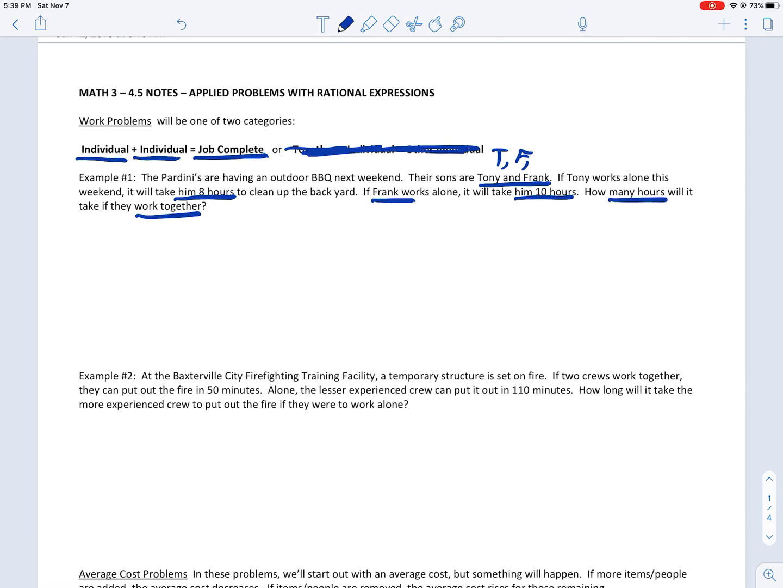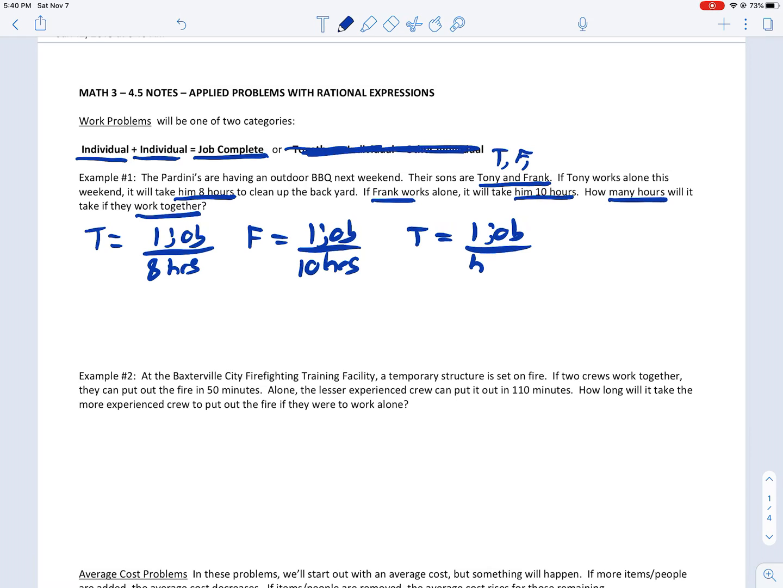So for Tony, to do one complete job, it takes him 8 hours. For Frank to do one complete job, it takes him 10 hours. I want to know together, how long does it take them to do the same job? How many hours? And so we don't get confused, I'm just going to write together so we don't get confused with the two t's.